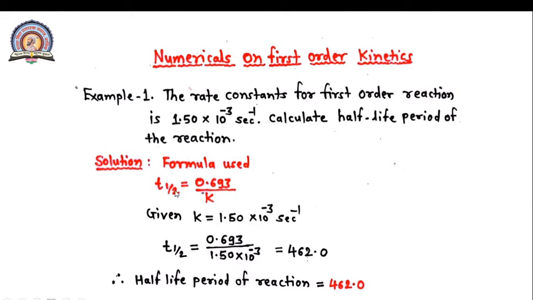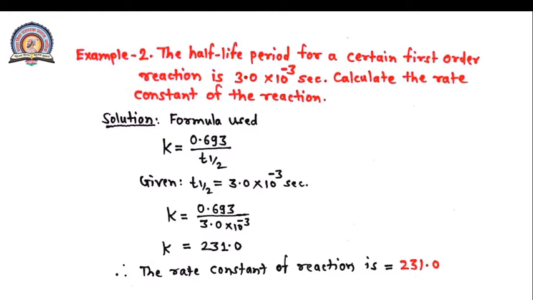Solution: the formula used is t half = 0.693 / k. The given value k, the rate constant, is 1.50 × 10^-3 per second. Put this value in the above equation. Therefore, half-life period t half = 0.693 / (1.50 × 10^-3) = 462.0, and therefore the half-life period of this reaction is 462 seconds. Let us go to the next problem.